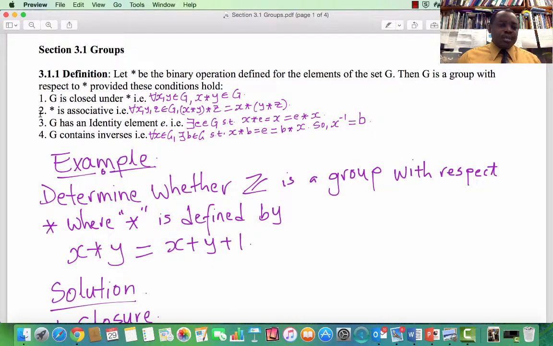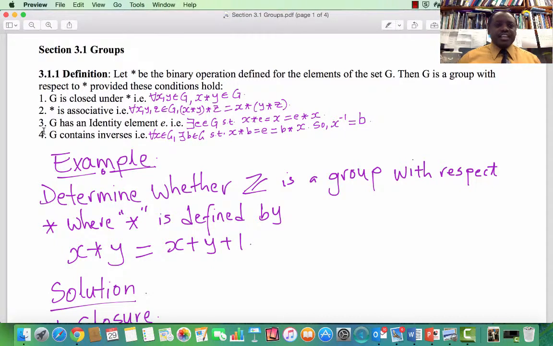Condition 2. The binary operation star is associative, i.e., for every x, y, z in the set G, (x star y) star z equals x star (y star z). If this equation holds, we say that the binary operation is associative.